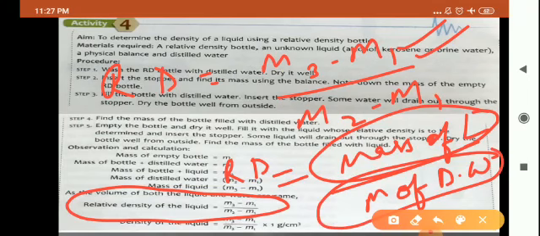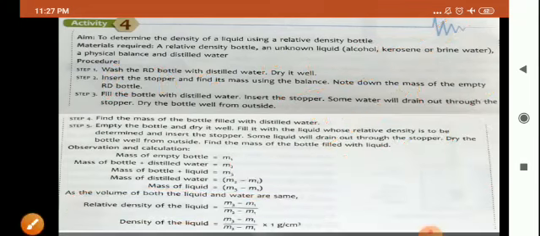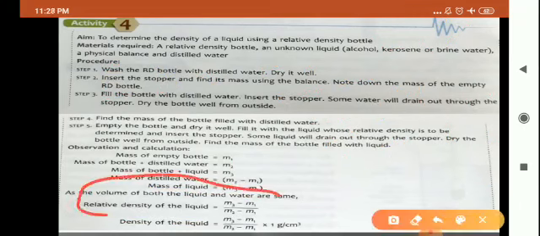Now where has the volume gone? Since the volume of the liquid and the volume of distilled water are the same, they both cancel each other. Look here, the same formula is given here also. Relative density of a liquid.